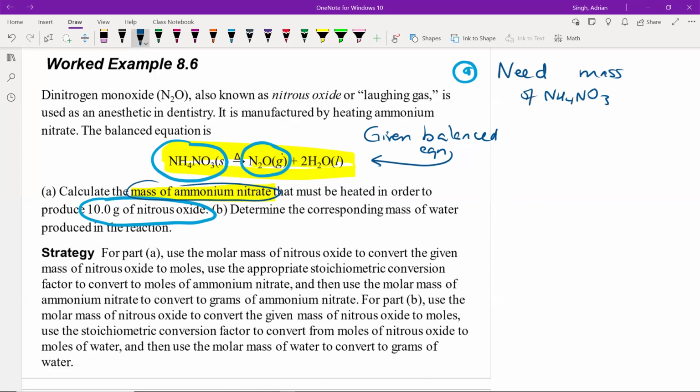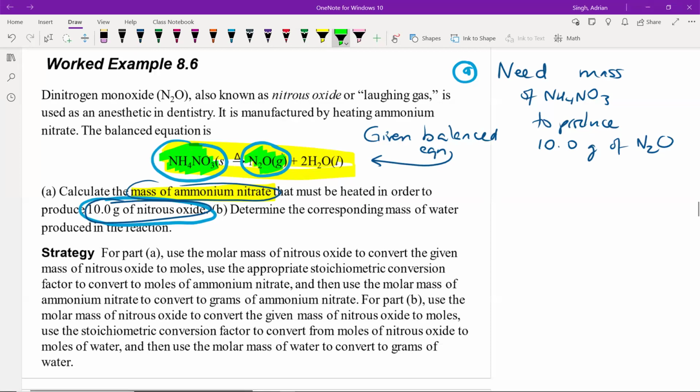And what are we given? Well, we need to find how much of that is needed. It must be heated in order to produce 10 grams of nitrous oxide. So we need the mass of NH4NO3 to produce 10.0 grams of N2O. The two things that we're trying to relate in this equation are the two things that we have circled, the ammonium nitrate and the N2O. So in part A, those are the two things that we are trying to relate.